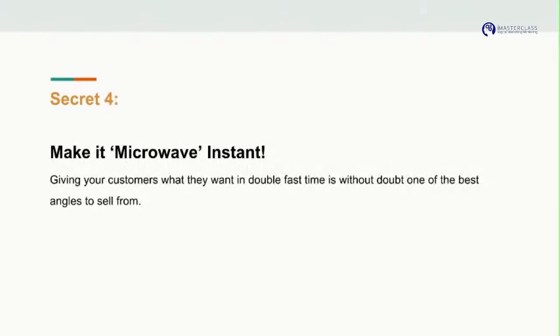Now, the next one is to make it microwave instant. Giving your customers what they want in double fast time is without doubt one of the best angles to sell from. Instant gratification is a major selling point. So, for example, if you have a toothache at 2:20 in the morning and you find a store advertising something that will numb the pain in 5 minutes, now you're going to pay whatever it costs to get that, right?